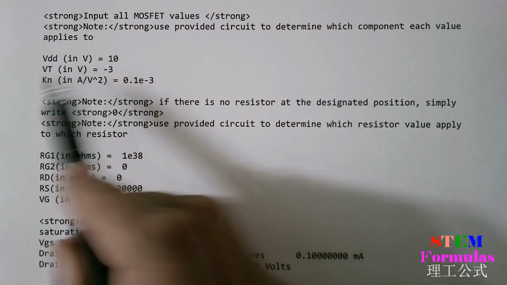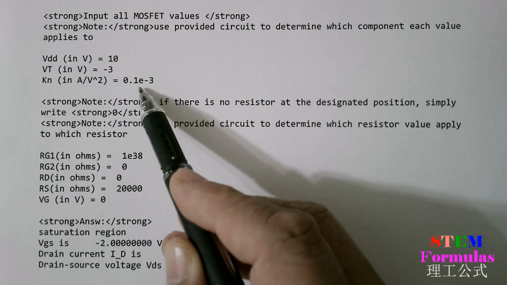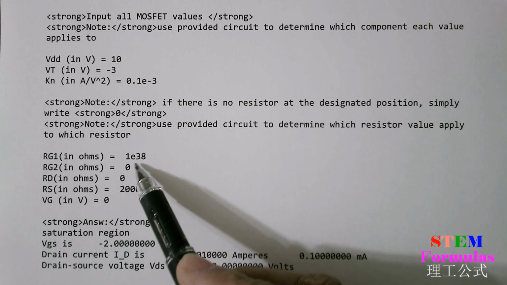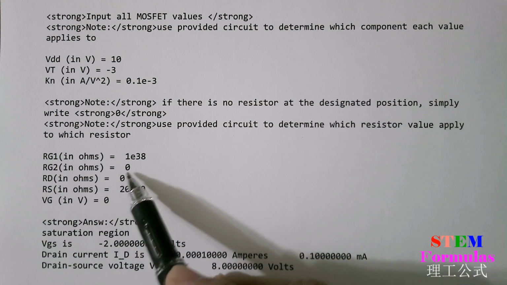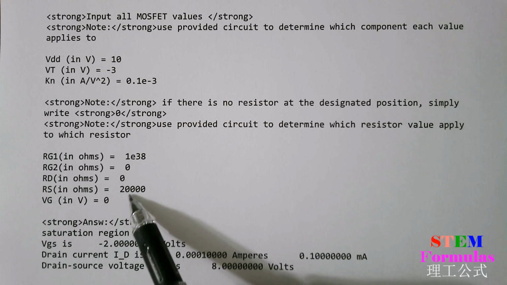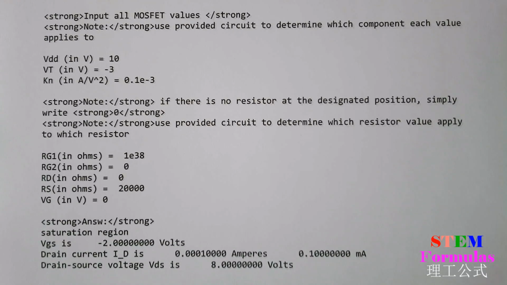So VDD equals 10, VT equals -3, Kn equals 0.1 times 10 to the -3, RG1 equals 1 times 10 to the 38, RG2 equals 0, RD equals 0, RS equals 20000, VG equals 0 volts. The answer is VGS minus 2. The drain current ID equal to 0.1 milliamp, and drain source voltage VDS equal 8 volts.